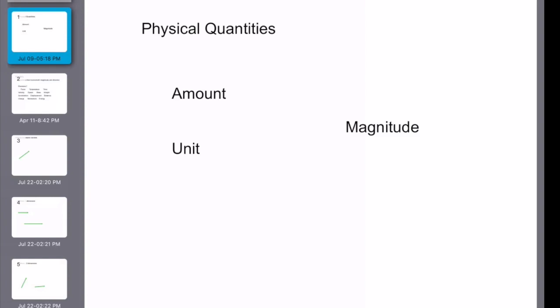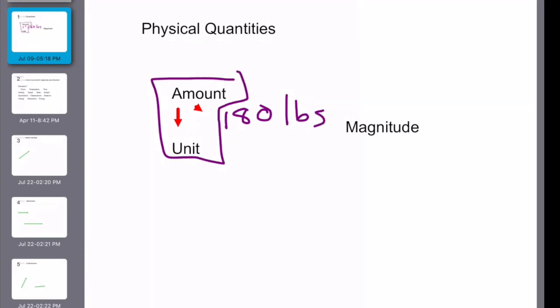In our lives, we measure a whole lot of things. We measure things like our weight and our height. So I may say my weight is 180 pounds. Well, those physical quantities, we almost always use an amount, so for example, 180, and a unit, pounds. So we have those two things together, 180 pounds.